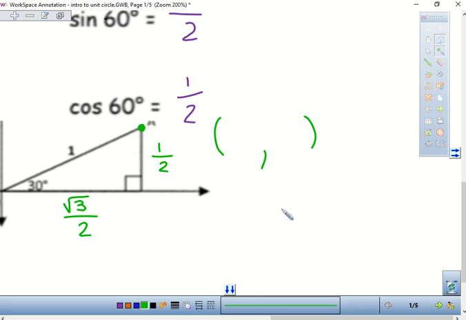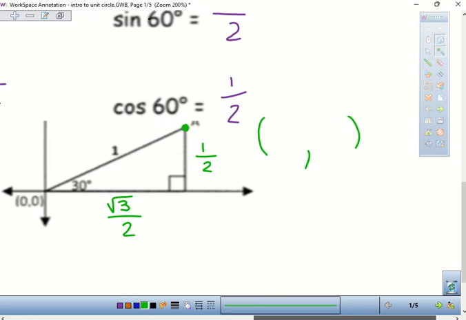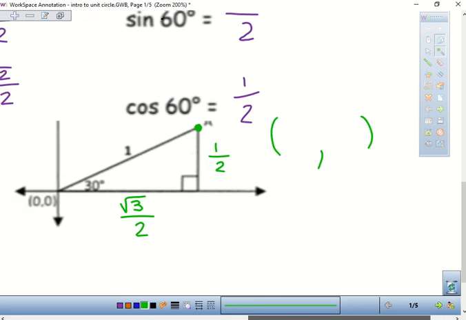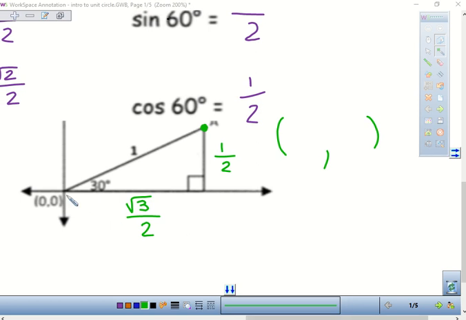X comma y, right? X represents horizontal distance to get to that point. Y represents what? Vertical distance. What is the horizontal distance to get to that point? Radical 3 over 2. What is the vertical distance to get to that point? 1/2. So that's the ideology behind every coordinate on the side of a circle.